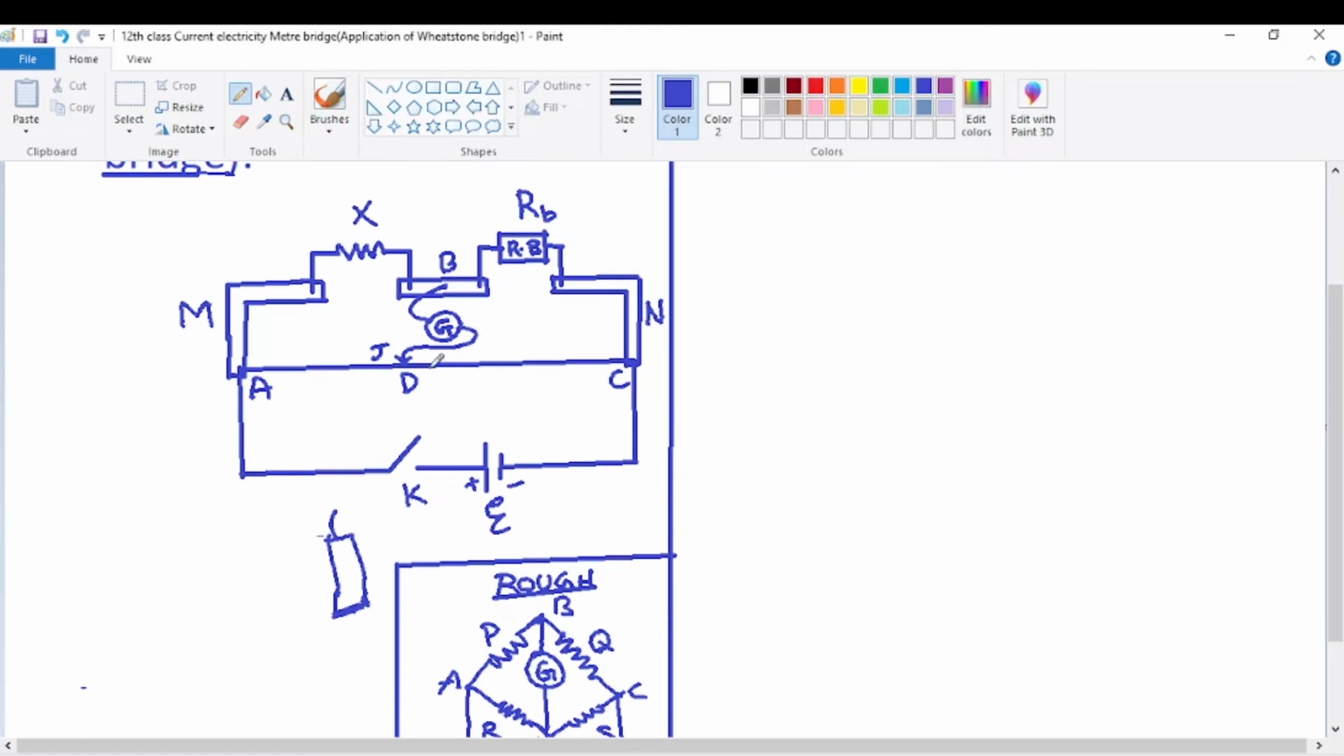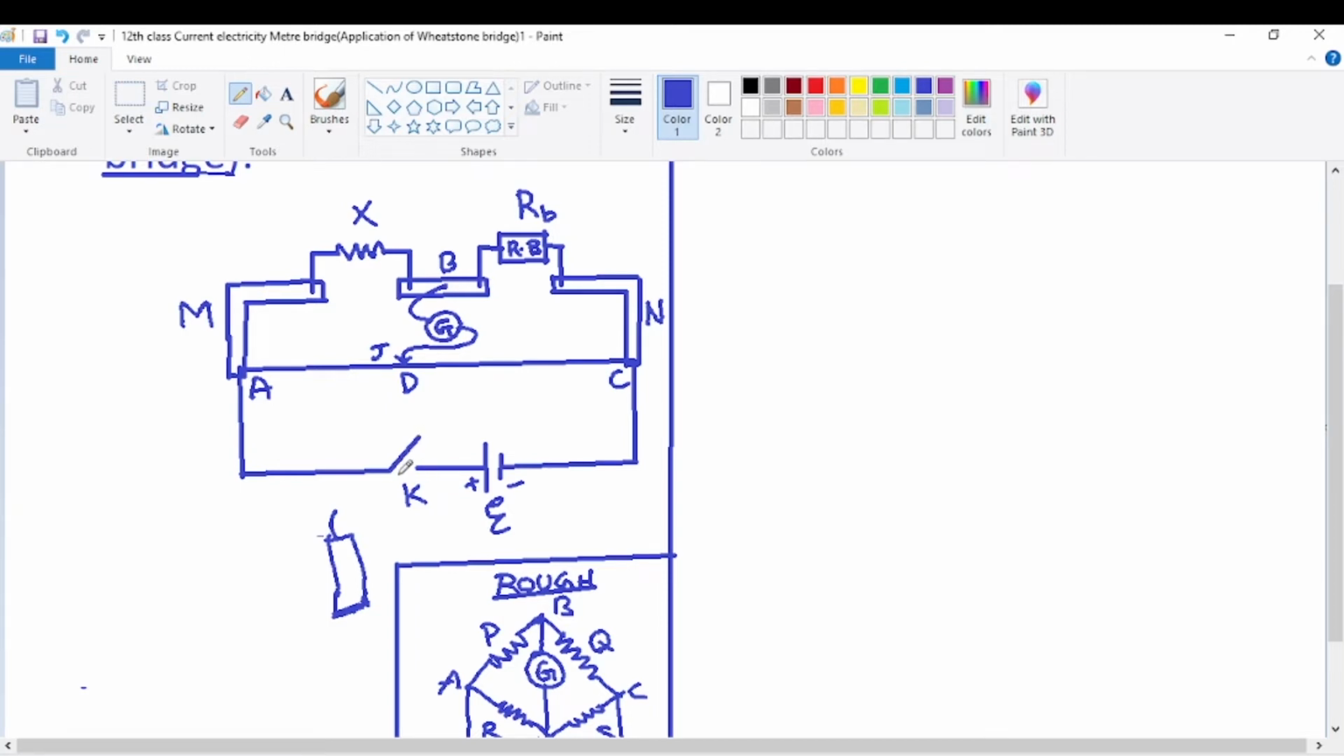Another small thing here is that between the ends A and C there is a plug key K, just an ordinary plug key, an ordinary switch. By pressing this downwards, the circuit gets closed. If it is left, it works almost like a spring.